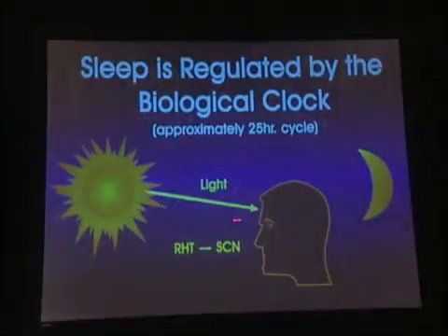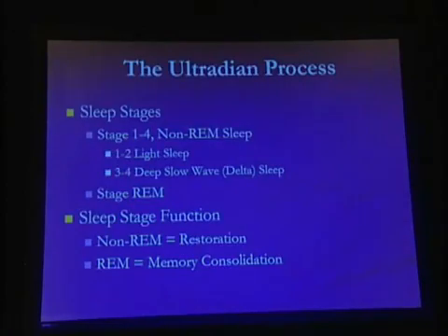Okay? So that's why we have SAD lights, these special winter depression lights. So you've got to get light in the eye, straight back to the retina, and then to the SCN to control the secretion and suppression of melatonin. So the ultradian process is what's going on in the brain.